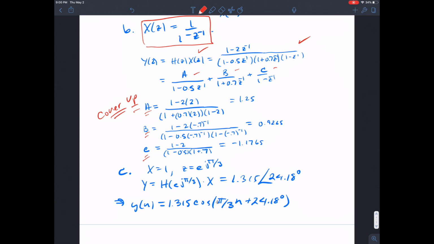All right, what's a little tricky on the cover-up method for part B is, 1 plus 0.7 z to the minus 1 is equal to 0 when z to the minus 1 is minus 1 over 0.7. Okay, so that's what you're going to substitute in on the cover-up method. So I indicated that with a minus 0.7 raised to the minus 1. So you see that everywhere you have the z to the minus 1. Okay, that's what went wrong mostly on the exam when people computed B.